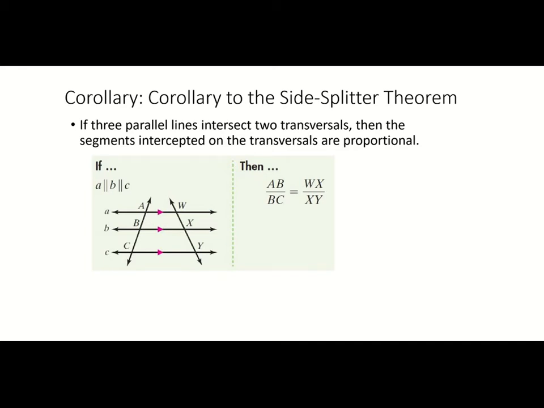All right, so we have a corollary to the Sidesplitter theorem, and this corollary says if you have three parallel lines that intersect two transversals, then the segments intercepted on the transversals are proportional. So again, we're talking about those parallel lines and the segments between them, so like CB, AB, would be in proportion or the same scale factor to WX and XY. Not necessarily the same length, but the same scale factor. They would be proportional to each other.